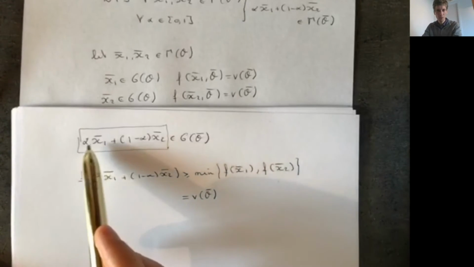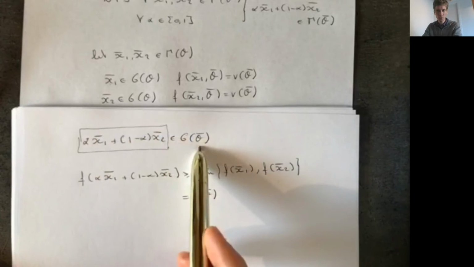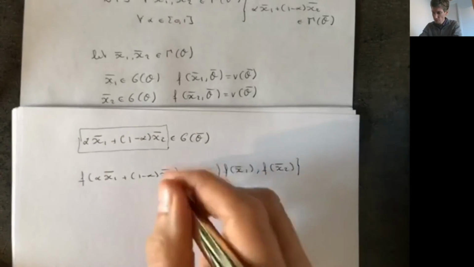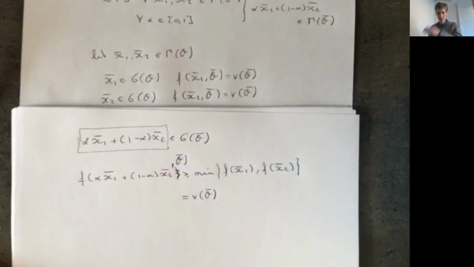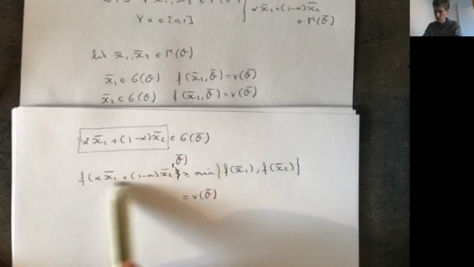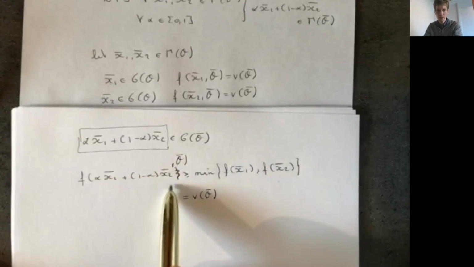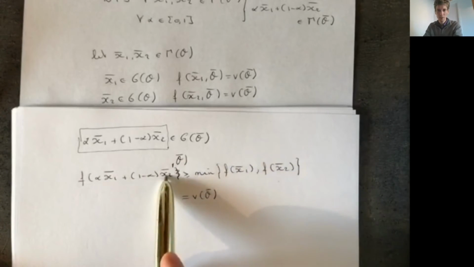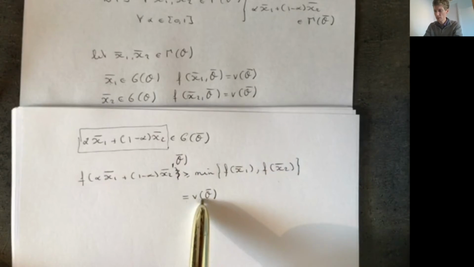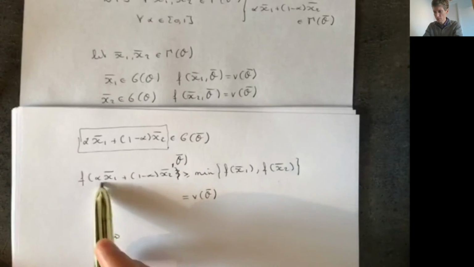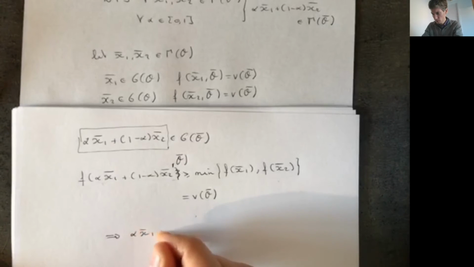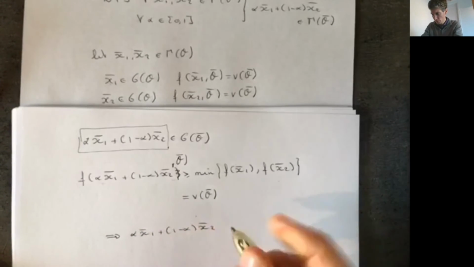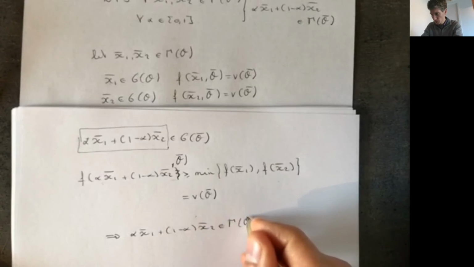So what do we have? We have that this vector here was feasible, and I forgot to add the number theta into the f value. F of this number here for this theta is greater or equal to v of theta. So it's feasible and it's bigger than the optimal solution that I can get. Because the value is bigger than whatever I can get, it has to be equal to v of theta. So alpha x1 plus 1 minus alpha x2 is in gamma of theta.